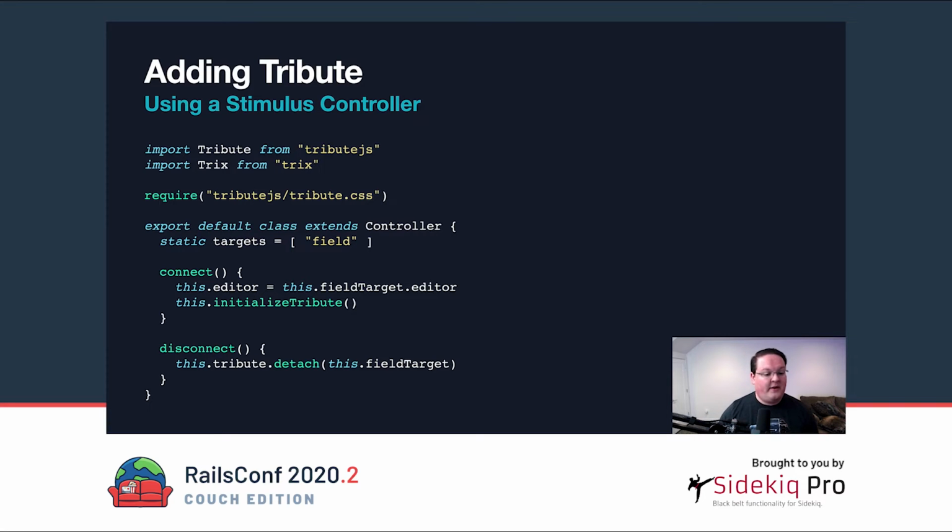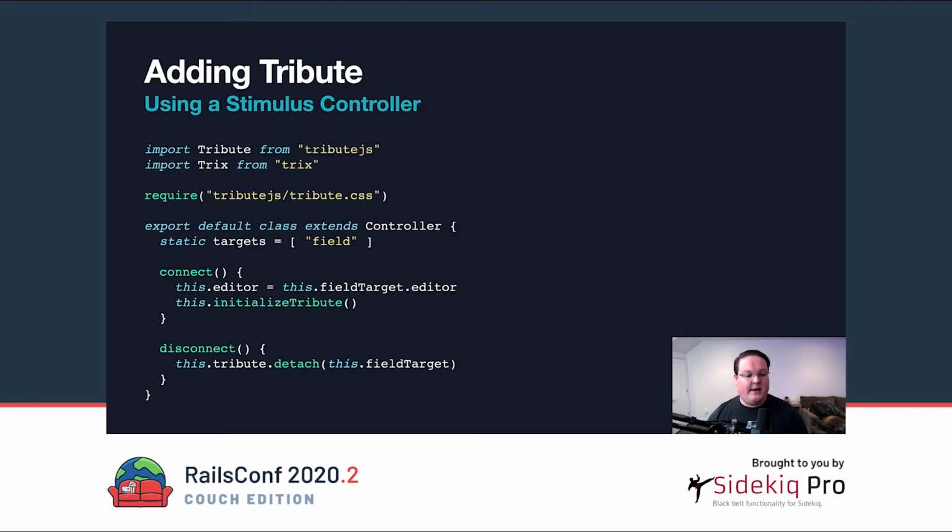So the other benefit of this is that it's going to create a different Stimulus controller instance for each one of those fields. So if you were doing like a survey and you had multiple rich text attributes, you could have multiple rich text fields, and each one of those could be set up with an instance of our mentions Stimulus controller.